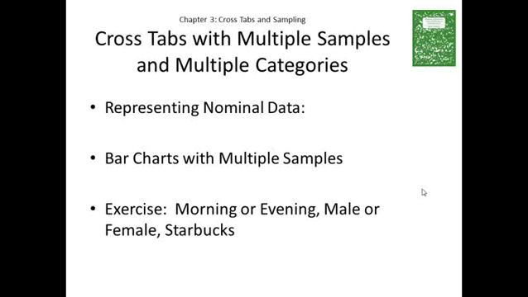They could be different locations. So as we do this, you'll be learning how, as a market researcher, you'd actually be representing this kind of data, categorical data. We're going to represent it with bar charts using multiple samples. At the completion of this section, you should be prepared to do morning or evening, male or female, or Starbucks study, almost. There's one more part you need to know before you can complete those exercises.